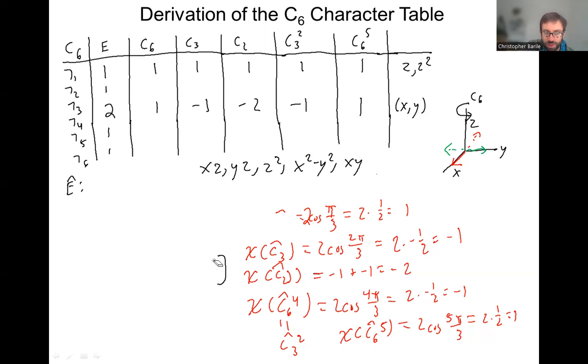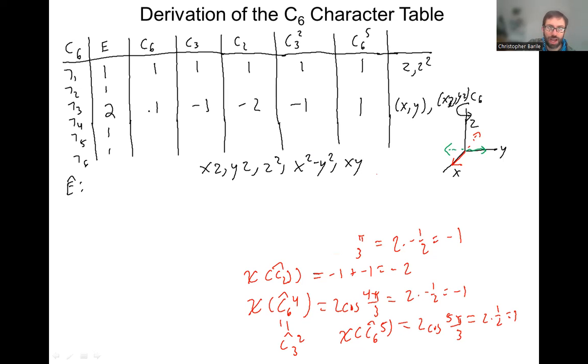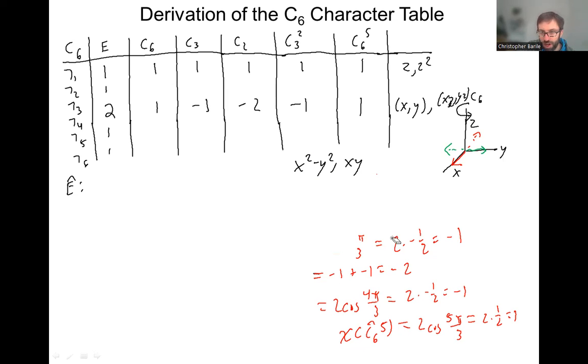And then similarly, xz and yz are similar to xy, just multiplied by z. So just like xy, those two are going to transform together as what we're calling gamma 3 at this stage. So those don't help us, and we can erase these three. What we're left with are x squared minus y squared and xy. We can test either one of those and see what happens. That's probably a good idea of where to go next.